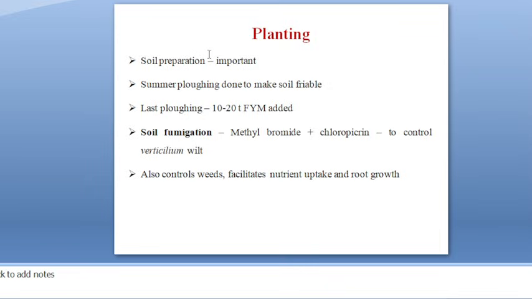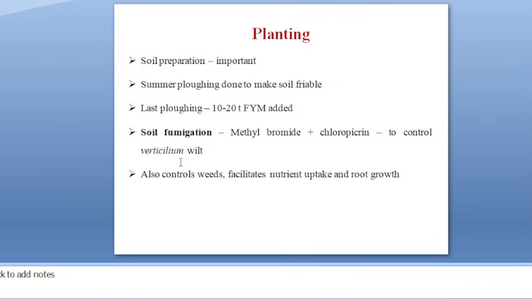The soil preparation or land preparation is very important. It is a shallow rooted crop, so on the surface we have to work the soil properly, and the soil should be loose, friable. There should not be any water stagnation, and we can add a sufficient amount of farmyard manure.